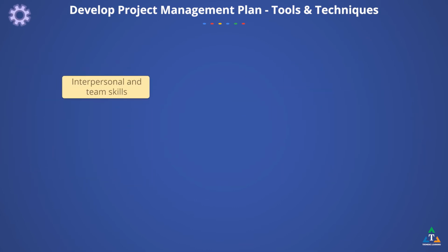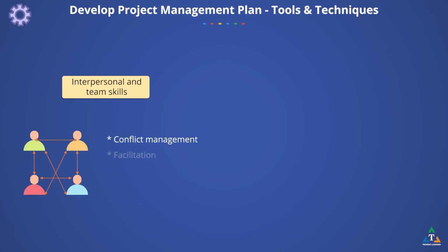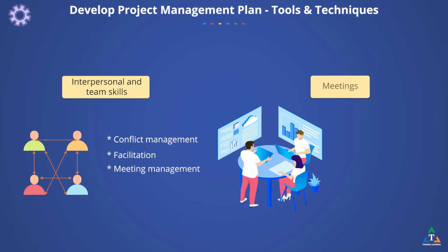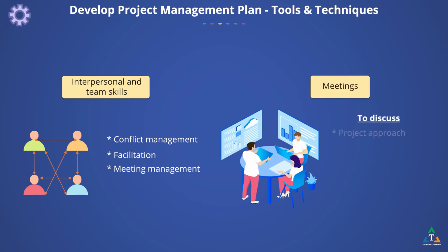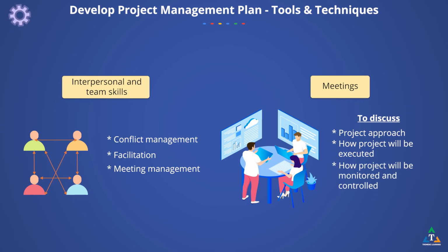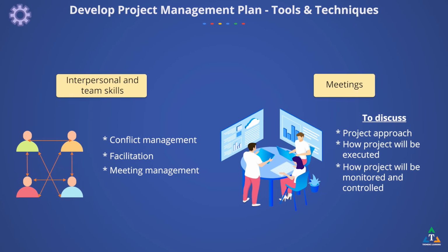Interpersonal and team skills are essential soft skills required for conflict management, facilitation, and meeting management. Meetings are used to discuss the project approach, determine how work will be executed to accomplish the project objectives, and establish the way the project will be monitored and controlled. Next, we will discuss the outputs of this process.